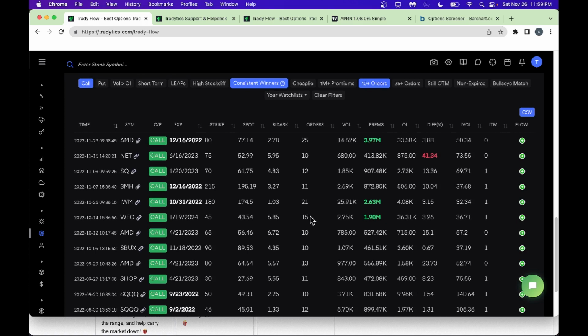Look, we got Square, as you can see here. Square, look, we got $70 strike. Current stock price is 61 here. You could play along and look at stocks like this one here.